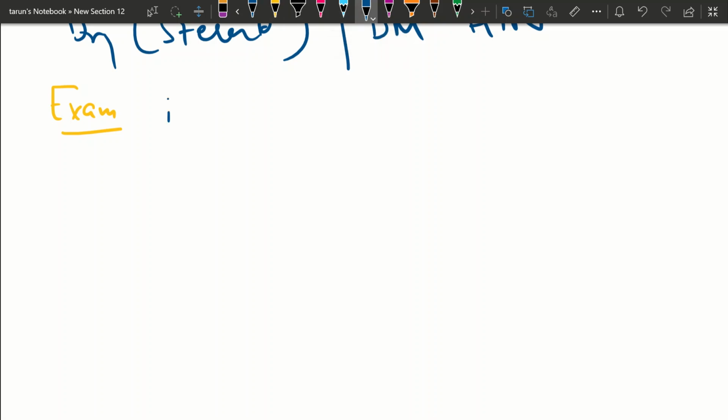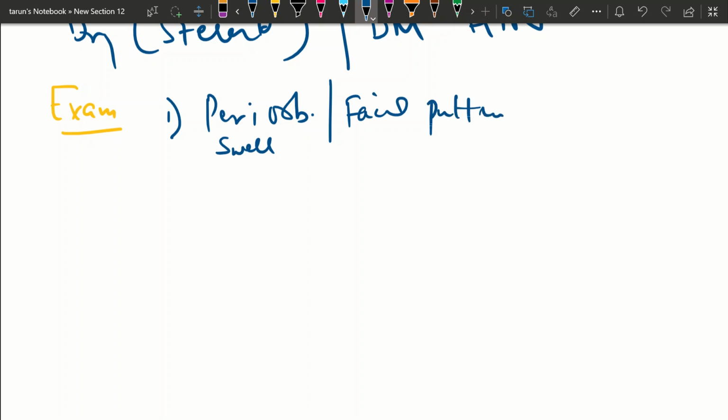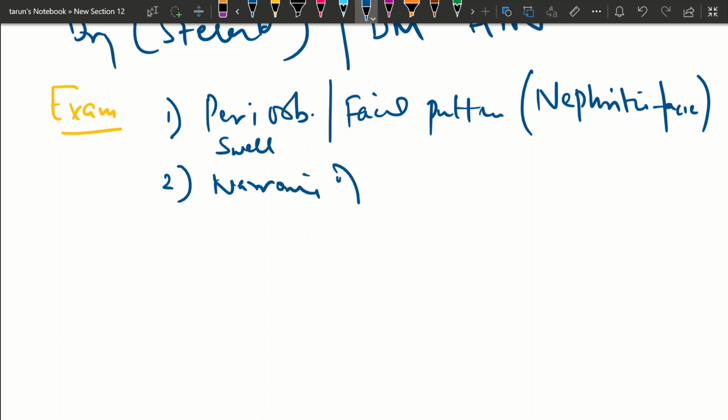Now in the examination we can see the periorbital puffiness or puffy face. This is periorbital or facial puffiness. We also say this condition is nephritic facies. We will see the nephritic facies, and as already discussed, on examination there will be narrowing of the palpebral fissure.